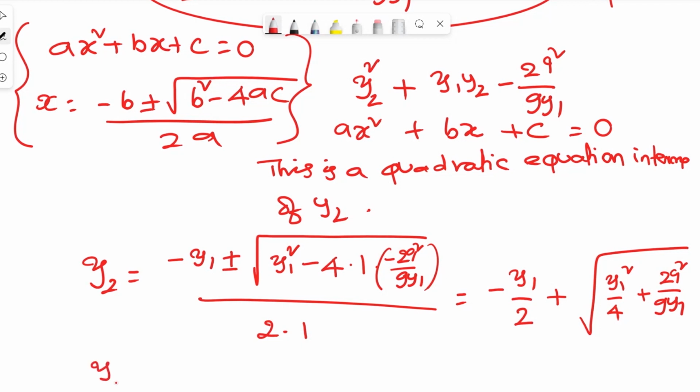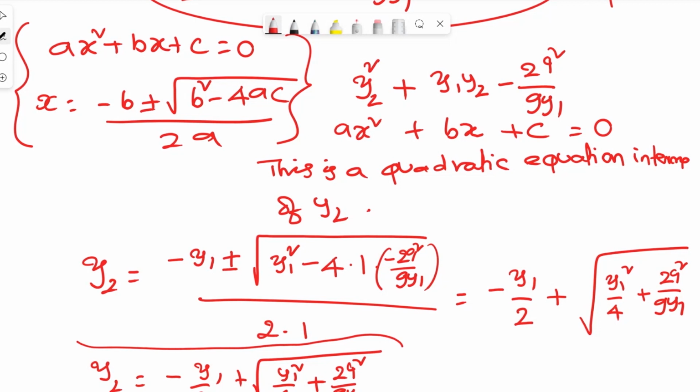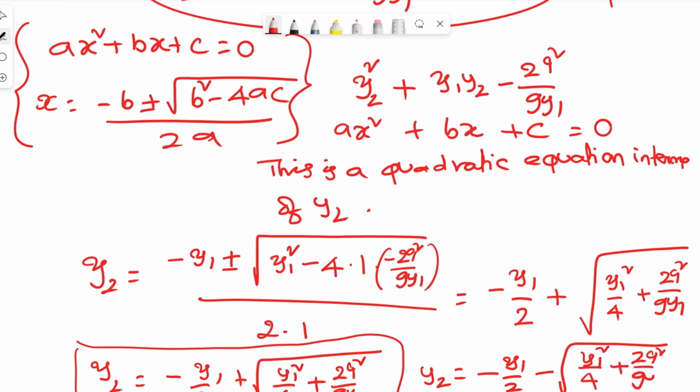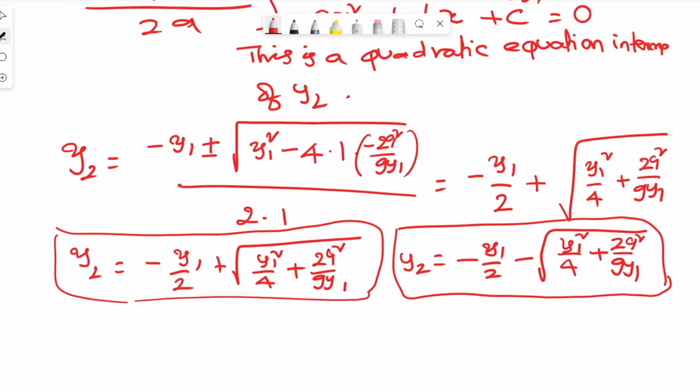Therefore y2 is equal to minus y1 by 2, plus square root of y1 square by 4 plus 2q square by gy1. This is one root. And the other root is y2 is equal to minus y1 by 2 minus square root of y1 square by 4 plus 2q square by gy1. This is the other root. But remember that y2 will always be positive.